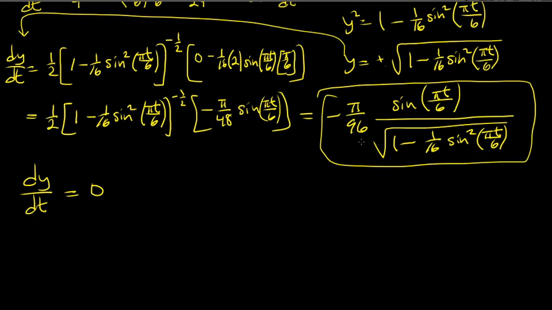So we can divide by the negative pi over 96. We don't need the square root. We can multiply both sides by that. It's essentially just sine of pi t over 6. Where does that equal 0?